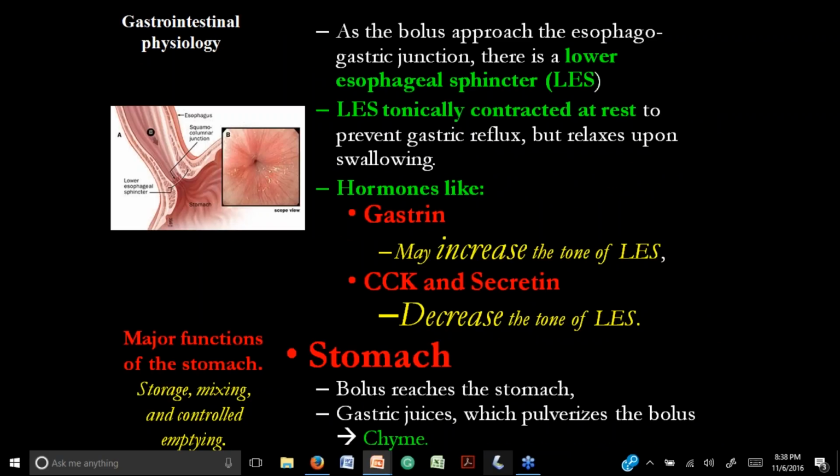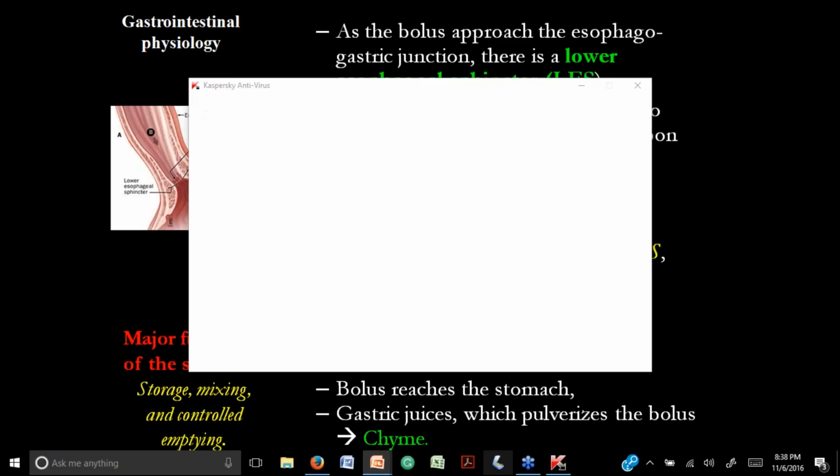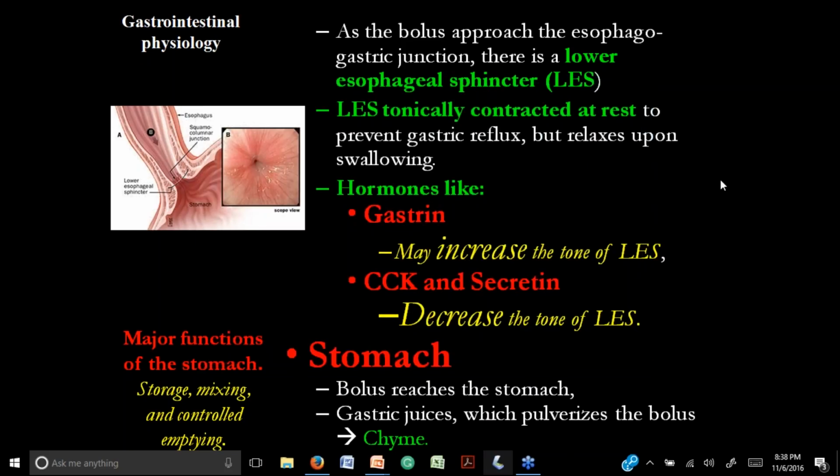We have then the lower esophageal sphincter. The lower esophageal sphincter is going to contract at rest, and what it does is prevent gastric reflux.